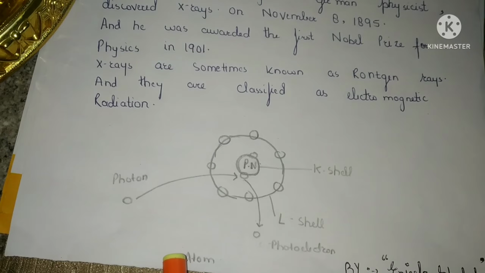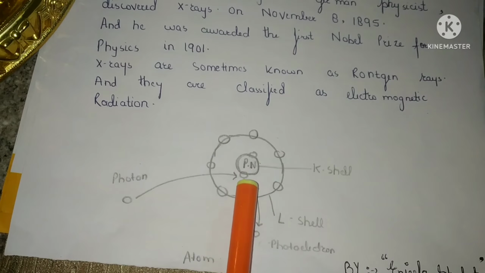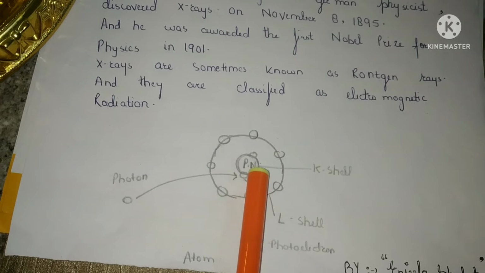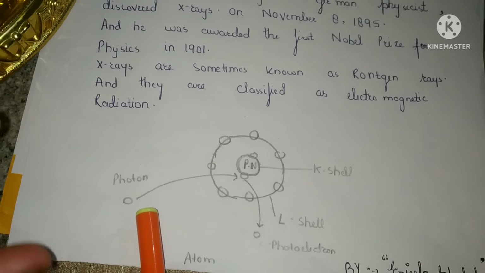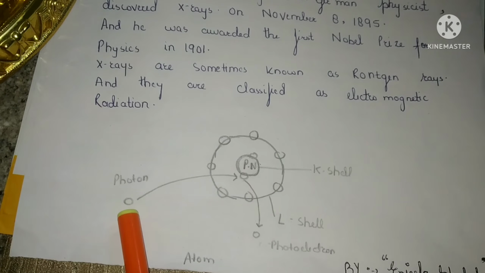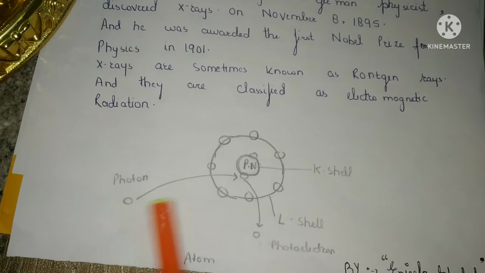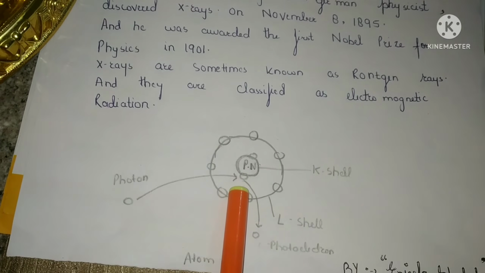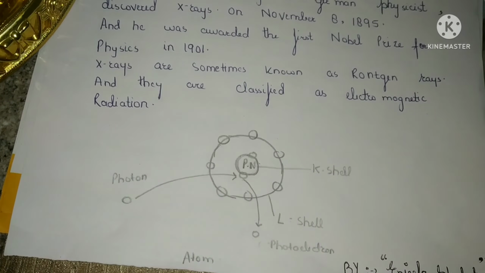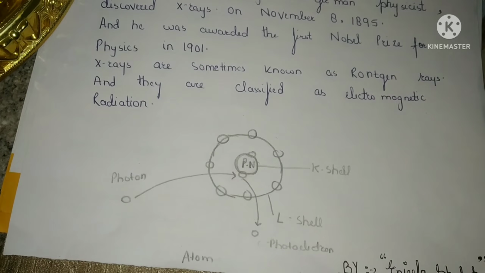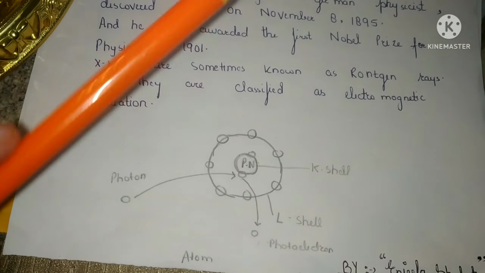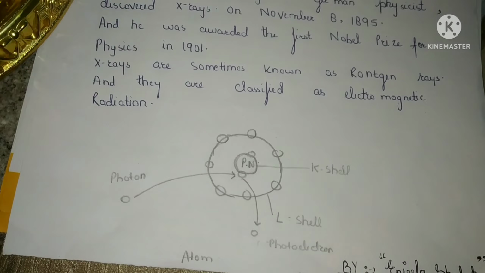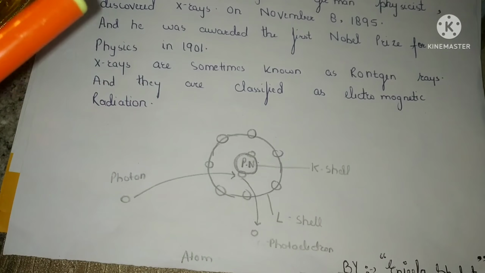Now what is binding energy? Binding energy is the energy which holds the nucleus together. So here it comes that the photon has more binding energy than the K shell electron. So this taking out of an electron from its orbit with the help of a photon is called the ionization process.